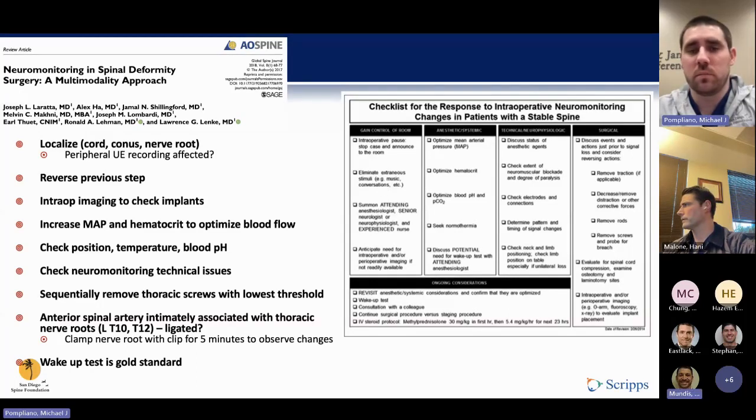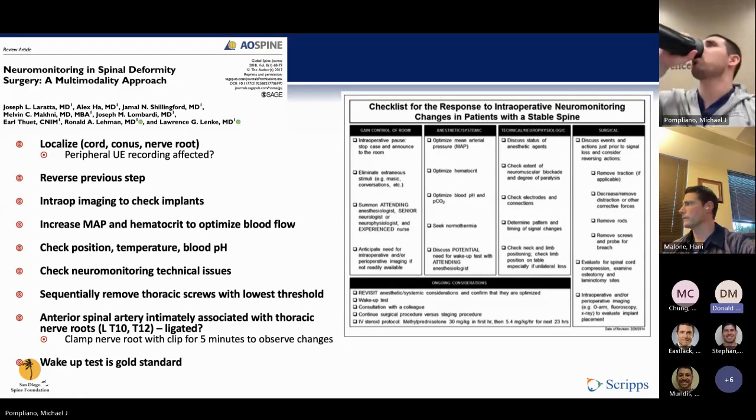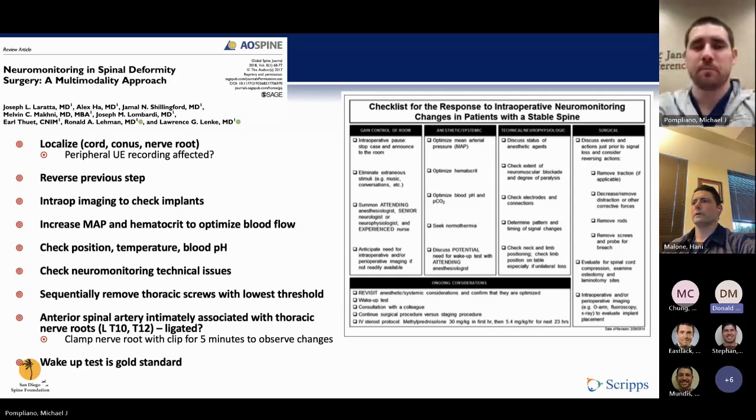Definitely get that laminated and put it up on the wall in your OR. So when things happen, you just completely refer to that. Everybody pause and systematically go through it. It's really helpful.